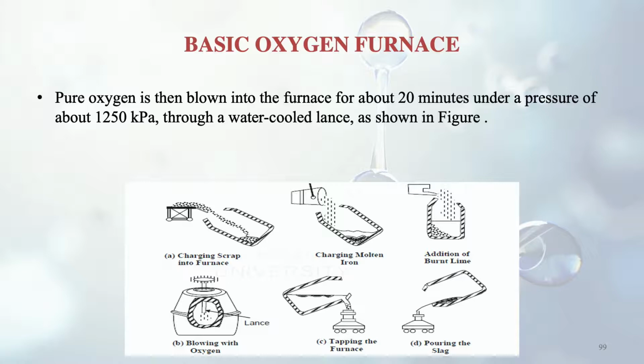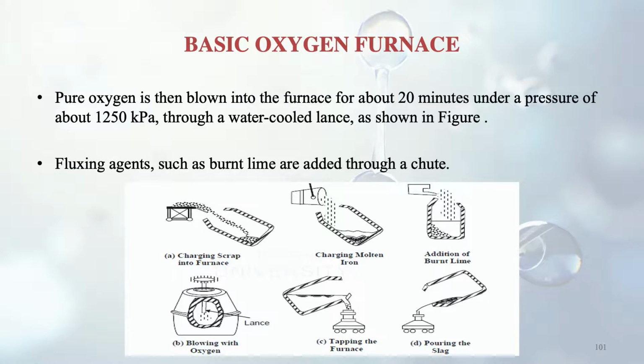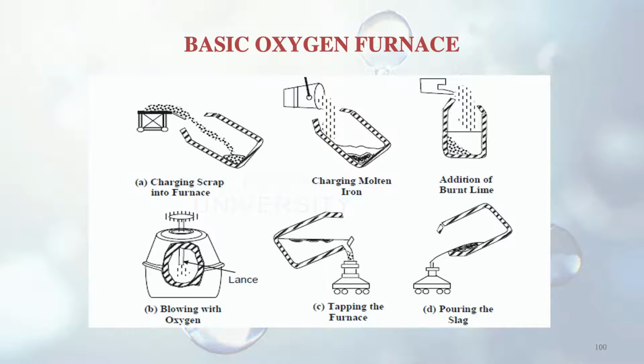This is done through a water cooled lance, as shown in the figure. Fluxing agents such as burnt lime are added through a chute. Here in the figure you can see the process in the basic oxygen furnace. The first figure is about charging the scrap into the furnace. Then the molten iron is charged into the furnace. The third one is about the addition of burnt lime, which is also one of the raw materials.